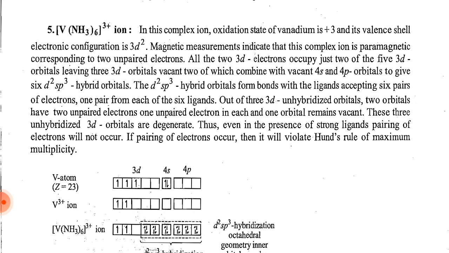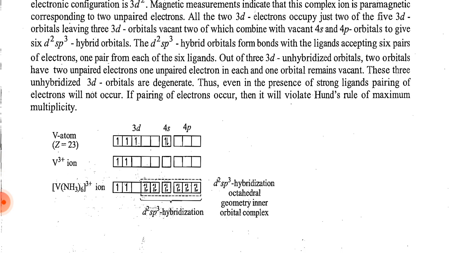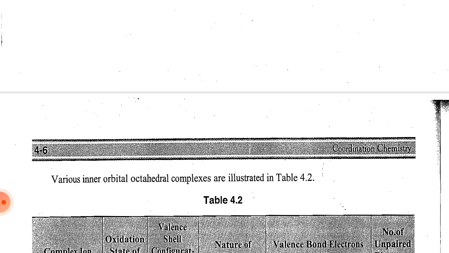Vanadium, atomic number 23: 3d3, 4s2. For the vanadium 3+ ion, 4s will lose 2 electrons and 3d will lose 1 electron. In 3d, 2 electrons, 2 unpaired electrons are there, and 4s and 4p will be empty. So the [V(NH3)6] 3+ ion will receive 12 electrons, then d2sp3 hybridization will form. d2sp3 hybridization shows octahedral geometry, an inner orbital complex. Ammonia is a strong field ligand.